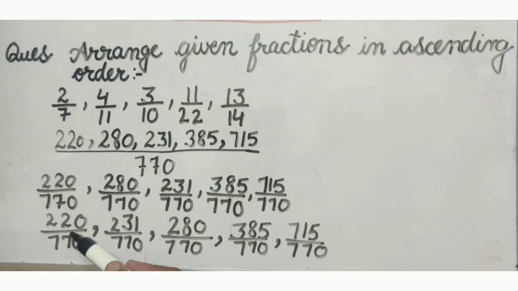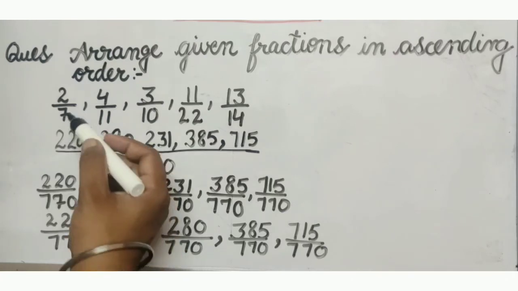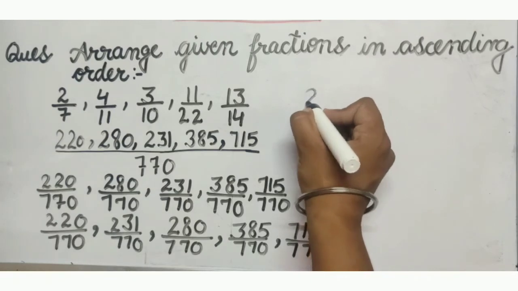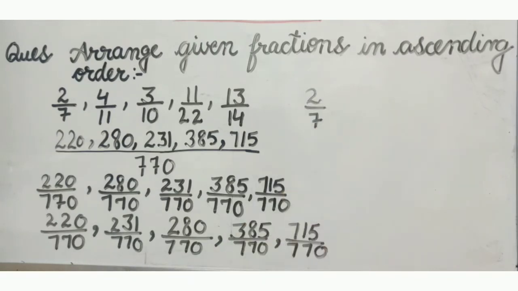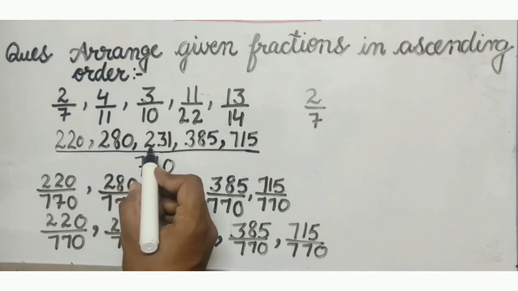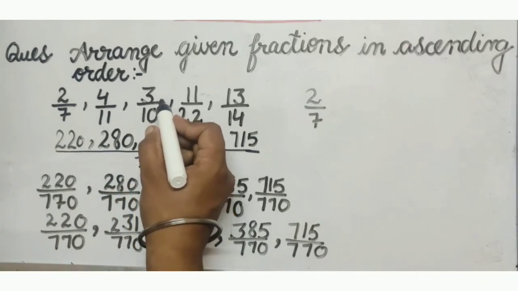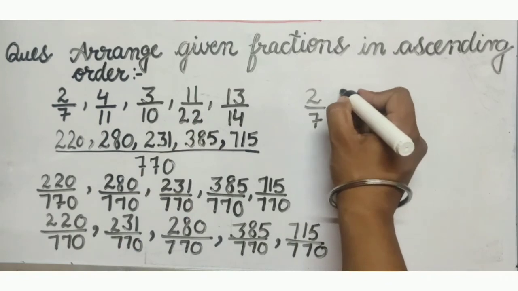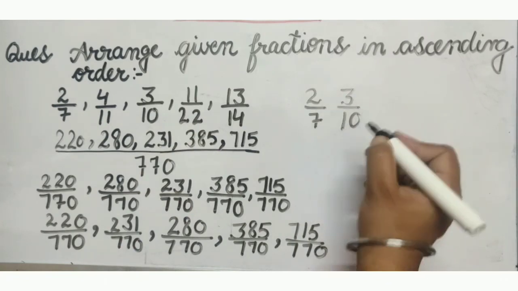So, just have a look. 220 by 770 is the equivalent fraction of 2 by 7. So, 2 by 7 will come first. Now, at the second place, 231 by 770 has come, and it is the equivalent fraction of 3 by 10. It is at the second place, so the second fraction is 3 by 10.